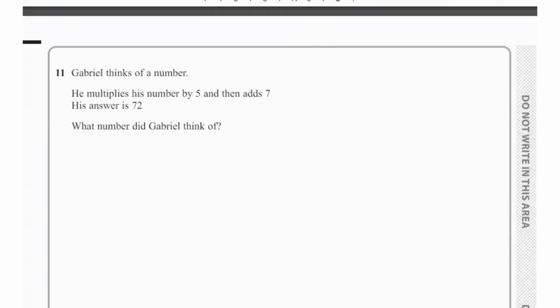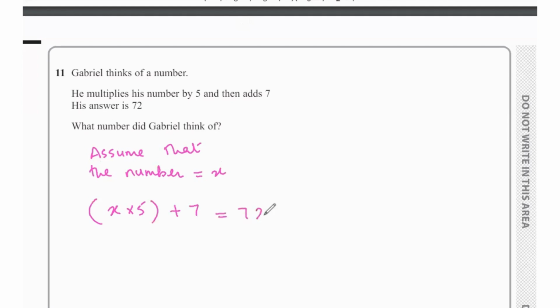Question 11 says Gabriel thinks of a number. He multiplies his number by 5 and then adds 7. His answer is 72. What number did Gabriel think of? So let's assume that the number is x. So he multiplies x with 5 and then adds 7 to the result. That equals 72. So 5x plus 7 equals 72.